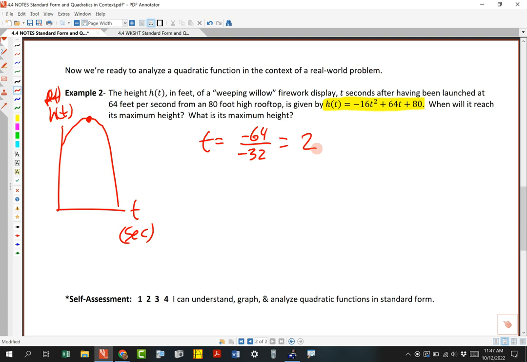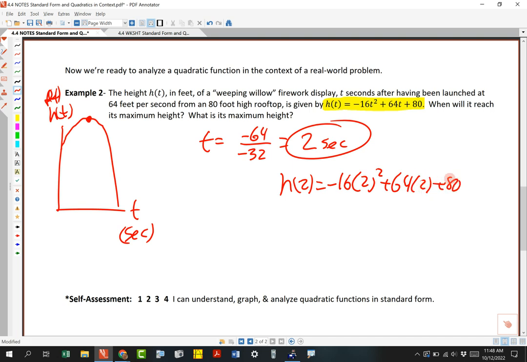Keely? Yep, it's t or seconds. 2 seconds. It took 2 seconds to get to its maximum height. Well, if we've got an equation that will tell us how high it is based on how long it's been in the air, we're going to take this and plug it in there. So we're going to find h of 2. So we plug that in. Negative 16 times 2 squared, plus 64 times 2, plus 80. Probably going to throw that in the calculator.